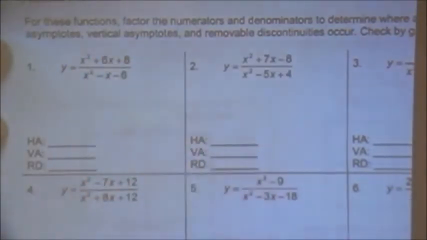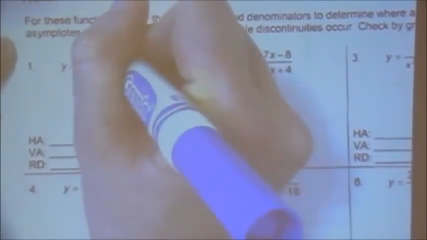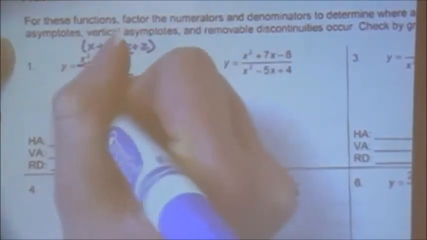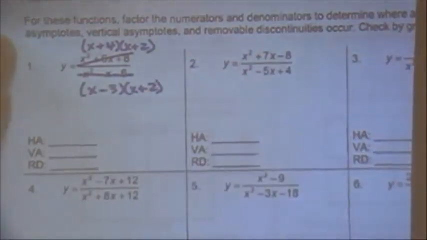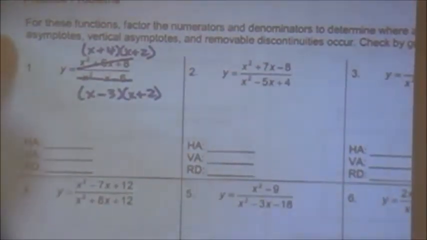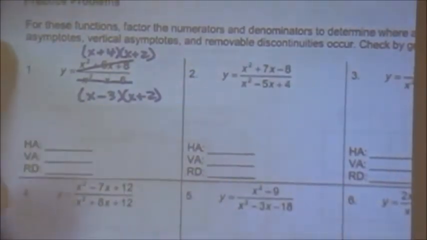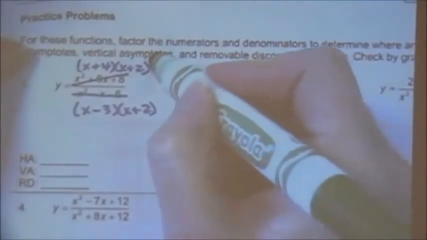Here's my problem, and the first thing I'm going to have to do is factor. So I'm going to factor my top as x plus 4 times x plus 2. Factor the bottom as x minus 3 times x plus 2. Now, the easiest thing to identify here is my removable discontinuity. So I'm looking for the place where the numerator and denominator are the same. And that will be right here.